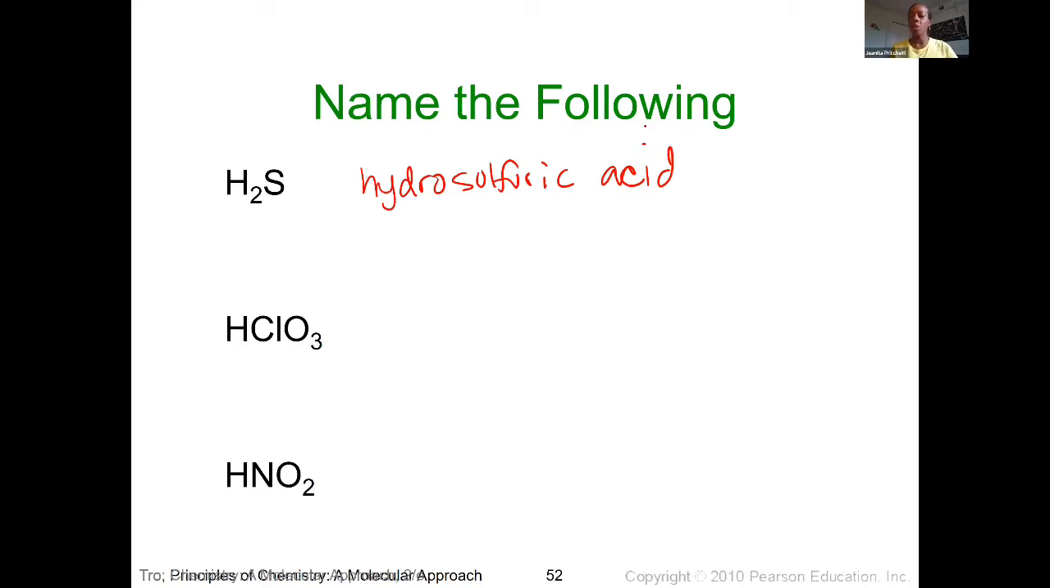HClO3 we already did, but we can do it one more time. We see that we have an oxyacid, we have chlorate present, no prefix is used, so chlorate, ate becomes ic, so chloric acid. And then HNO2, well, oxyacid, I see nitrite is present, so ite becomes us. So this will become nitrous acid.